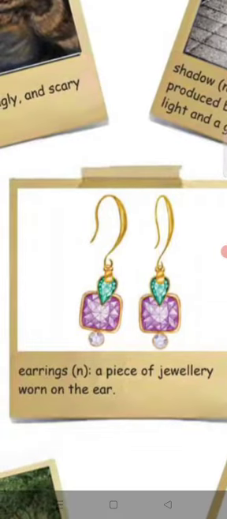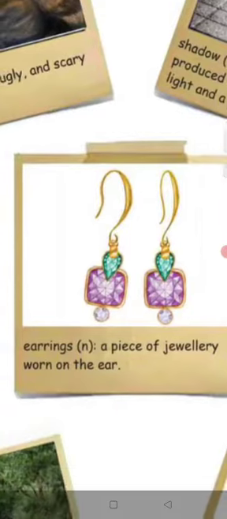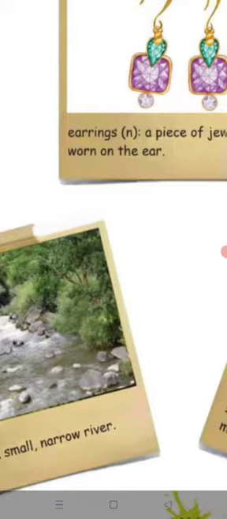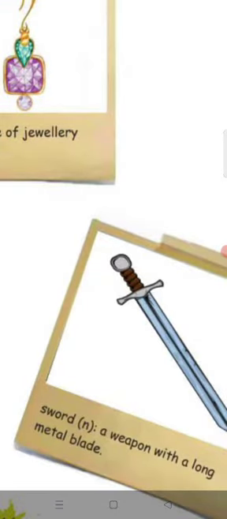Earrings. A piece of jewelry worn on the ear. Stream. A small narrow river. Next, sword. A weapon with a long metal blade.